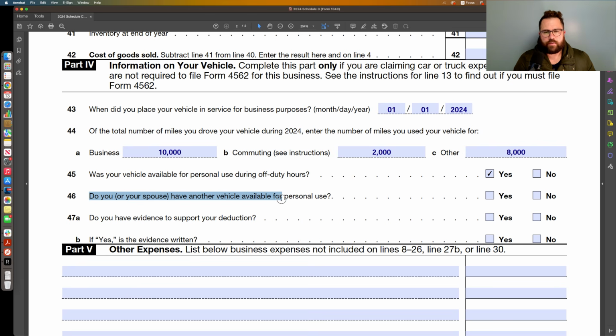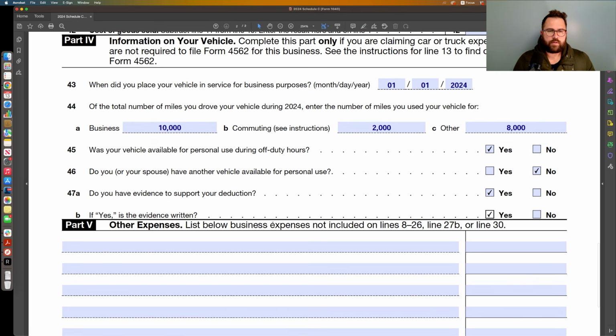Do you or your spouse have another vehicle available for personal use? Answer it honestly. Let's say no. Let's say you live alone. It's your only car. Do you have evidence to support your deduction? Sure, yes. You're supposed to keep a contemporaneous mileage log, and there are apps out there these days to help you with this. Because so many people abuse the mileage deduction, that's why the IRS wants you to keep a contemporaneous mileage log. If yes, is the evidence written? Yes. Let's assume you have a log and you're doing things correctly.